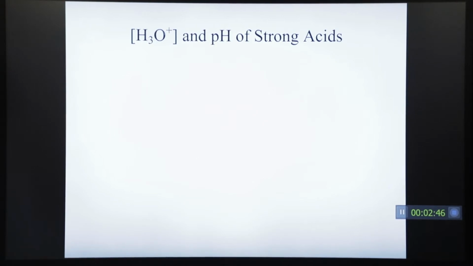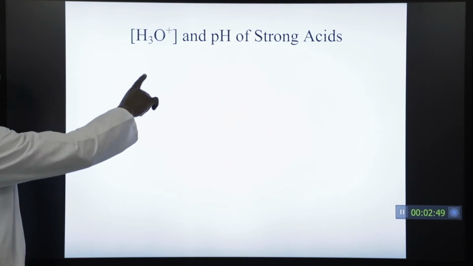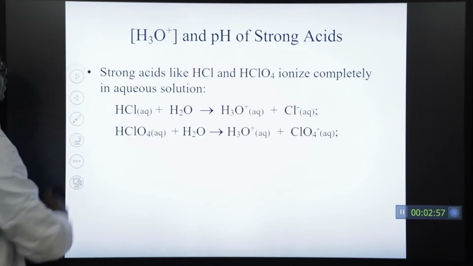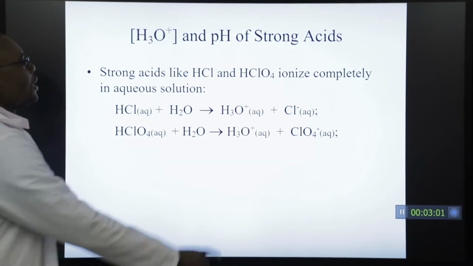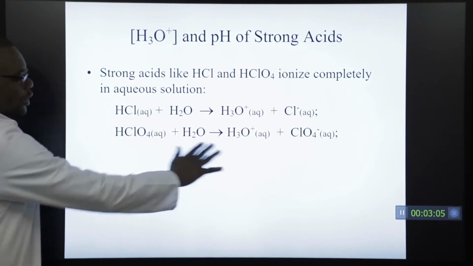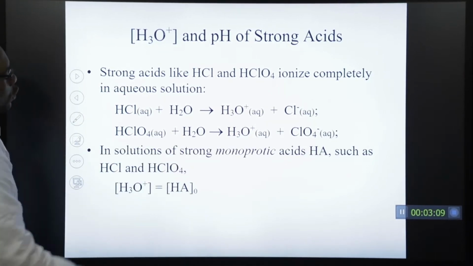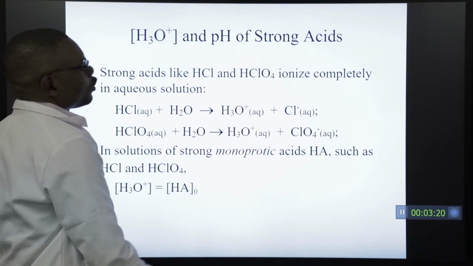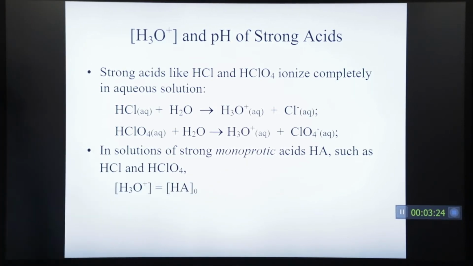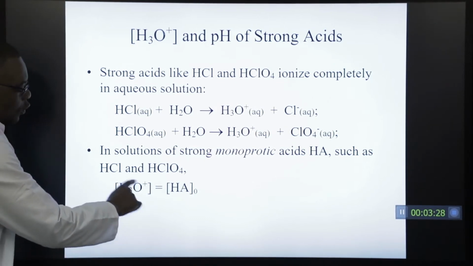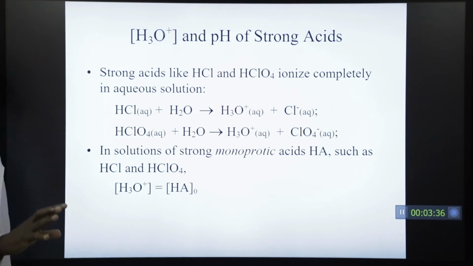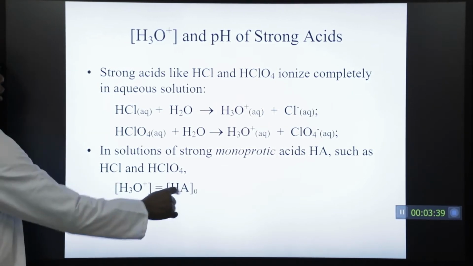So I'm going to continue with that. Where you measure the H3O plus and pH of strong acids, you realize that strong acids like hydrochloric acid ionize completely in aqueous solution. And in solutions of strong monoprotic acids, mono meaning one, meaning that when the acid breaks down it gives away one proton, such as hydrochloric acid, the concentration of the hydronium ion is directly equal to the concentration of the acid itself, meaning the initial concentration of the acid.